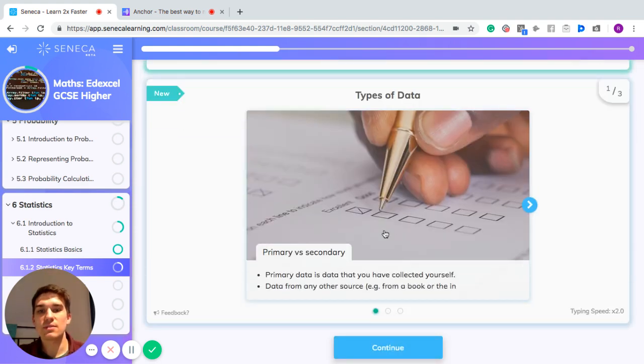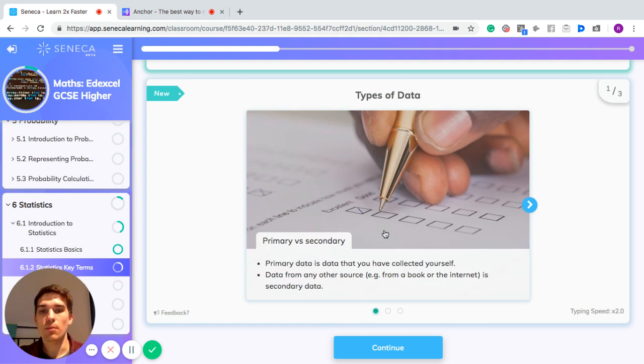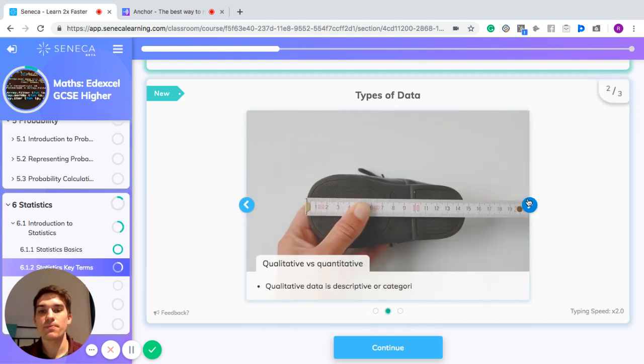Now, there's two different types of data that you need to know about: primary and secondary. Primary data is the data that you've collected yourself, and the data from any other source, including a book or the internet, is what's called secondary data.